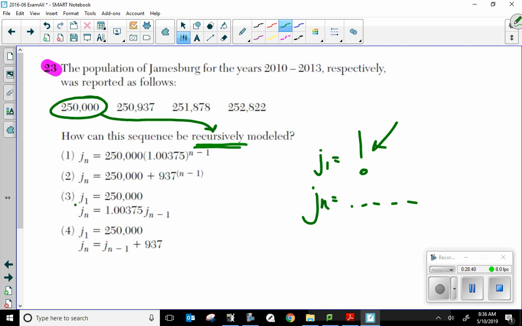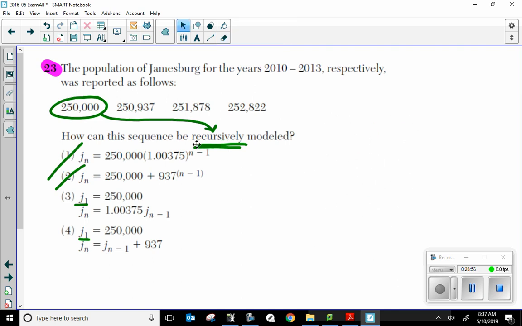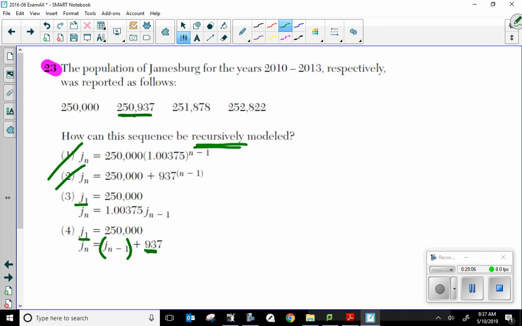Notice that 3 and 4 give us J1. Since it's recursive, I know it's either 3 or 4. It can't be 1 or 2. Now, let's just check 3 or 4. I'm going to try 4 because it seems easier. What this is telling me is I take my previous number and all I do is add 937 to it. So to get my second term, I take my first one and add 937. If I take 250,000 and add 937, I do get 250,937.